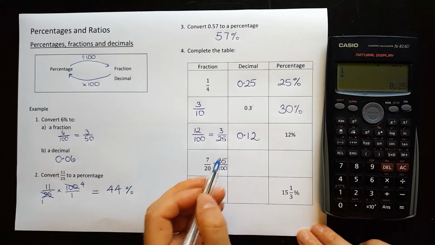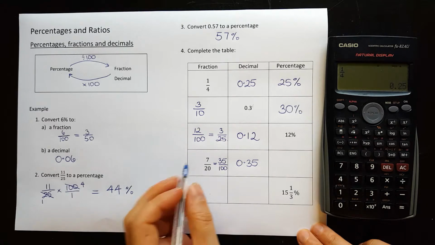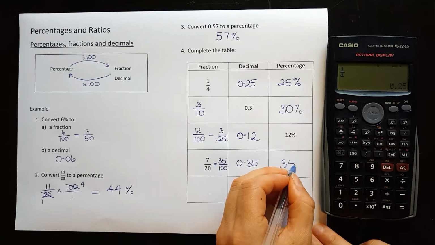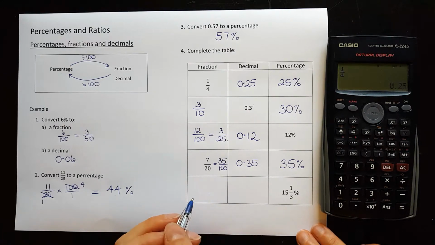So as a decimal, that would be 0.35. And as a percentage, that would be 35%. Okay, this last one, I'm just going to use the calculator to do this one.